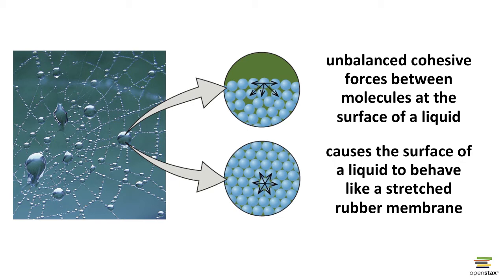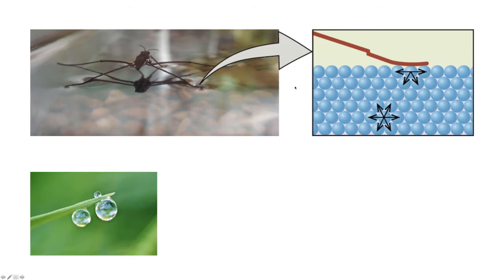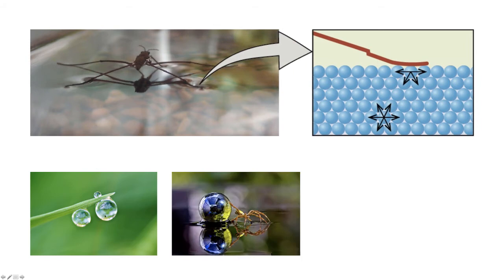And when we have substances like water that have relatively strong intermolecular forces, and therefore a high surface tension, we get some interesting effects. For example, insects can walk on water because of these unbalanced forces at the surface. Water makes very spherical droplets, especially when they're very small. And in fact, it can do both at once.